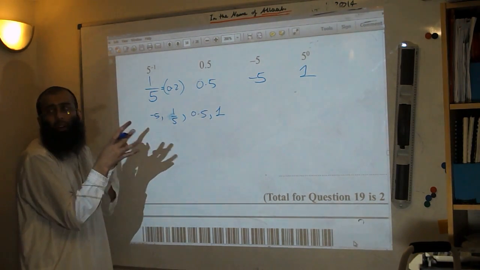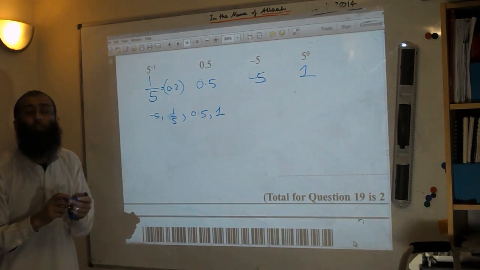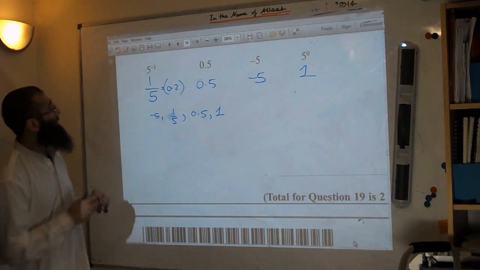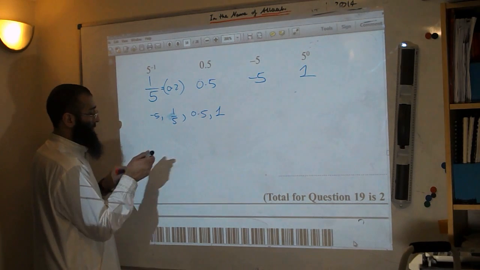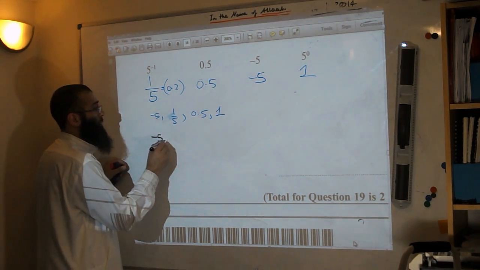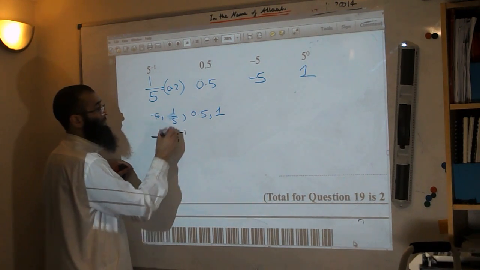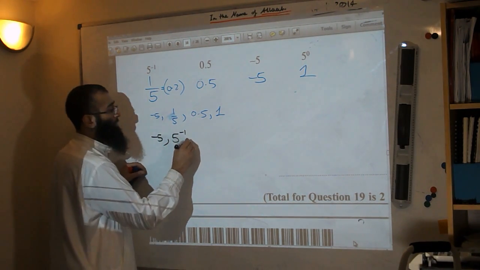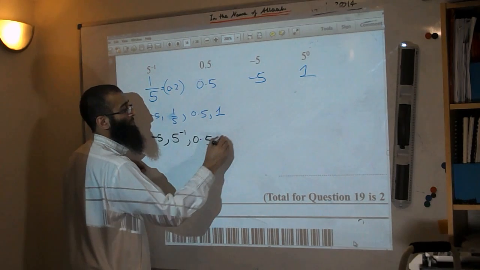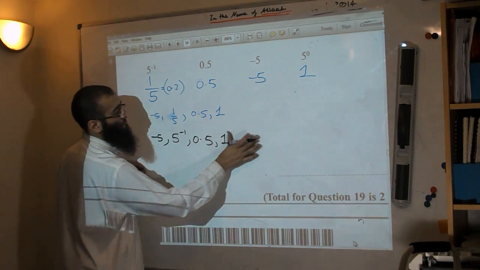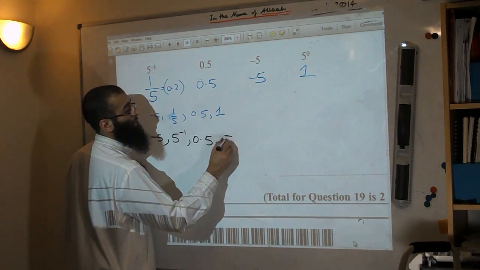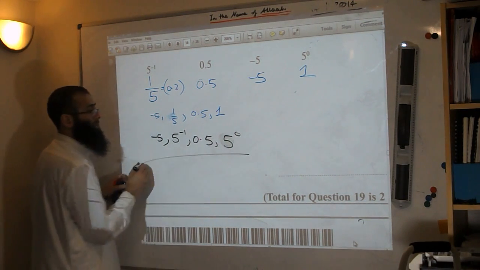Now, this is my rough answer. We have to replace this with the original values. So Ramiz, minus 5, was it originally minus 5? Yes. What was 1/5 originally? 5 to the power of minus 1. Lovely, that was originally that. 0.5, was that originally 0.5? Lovely, and 1 was originally 5 to the power of 0. Okay, thank you. Thank you Ramiz, you saved the day.